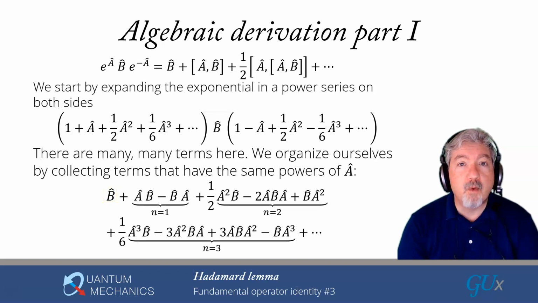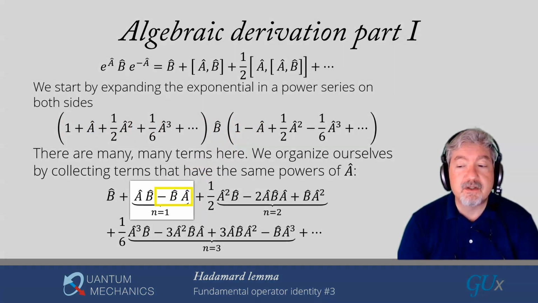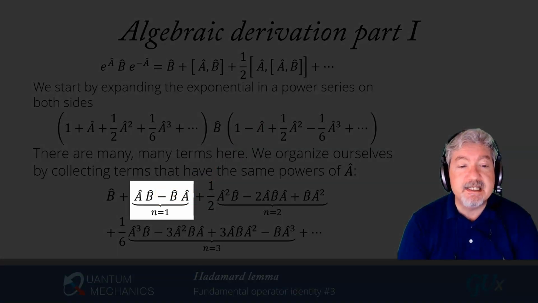Then the terms that have one A term have an A on the left, a B in the middle and a 1 on the right, and that would be the term AB. And then there's one more term which has a 1 from the left, a B from the middle, and a minus A from the right, and that gives minus BA. And so you can see that first term is indeed the commutator of A with B.